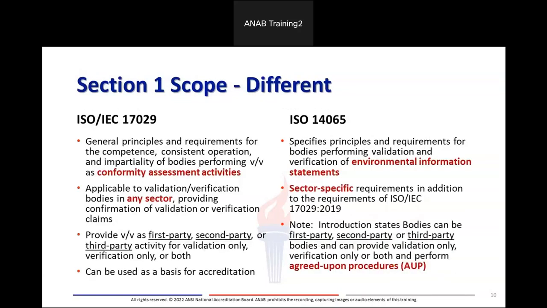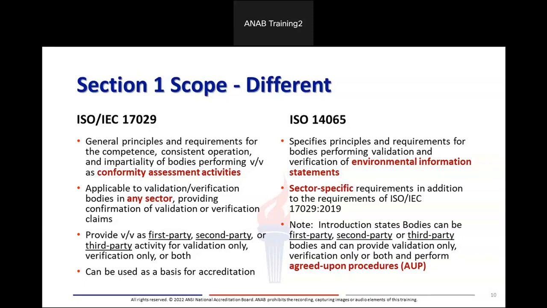So we start with the scope. Really, the scope of these two documents is different, and some of this difference I've already mentioned. So Section 1 describes the scope of the standards, and 17029 contains the general principles and requirements for competence, consistent operation, and impartiality of bodies performing validation and verification as conformity assessment activities. It is a generic document. It does apply to validation and verification bodies in any sector to provide confirmation of validation or verification claims.